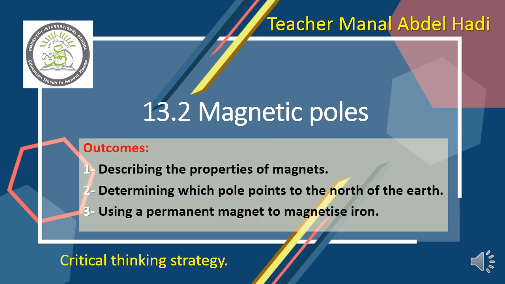Now I'm so excited to give you this lesson. We are in the second lesson in the unit, magnetic poles. Our outcomes: first, describing the properties of magnets. Second, determining which pole points to the north of the earth. Third, using a permanent magnet to magnetize iron. We're gonna make our own compass, so come on. This is so interesting. We will use critical thinking strategy. Let's start.